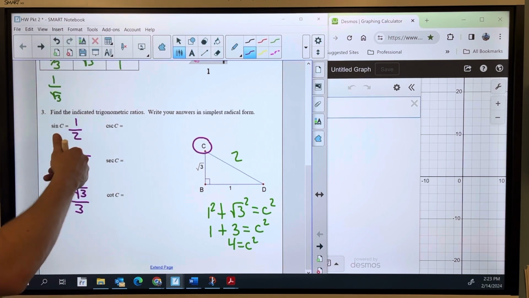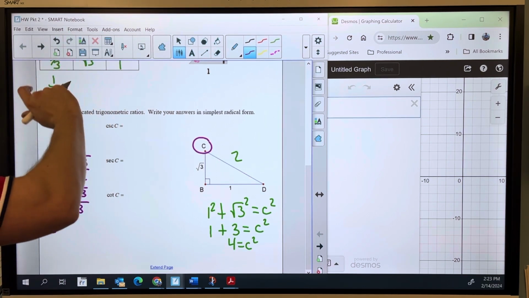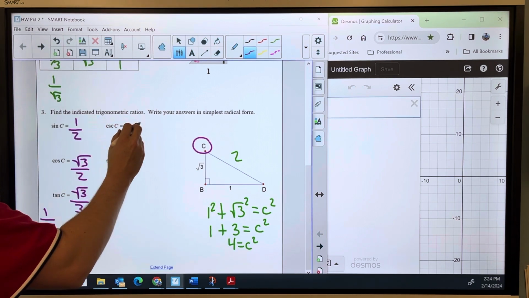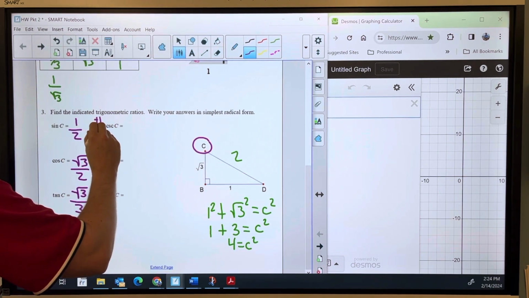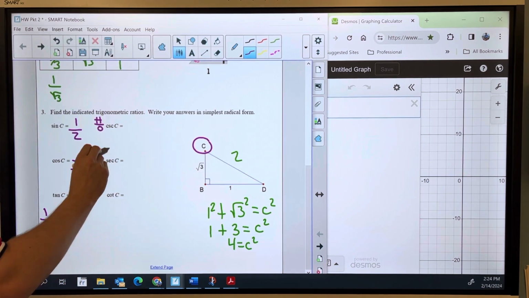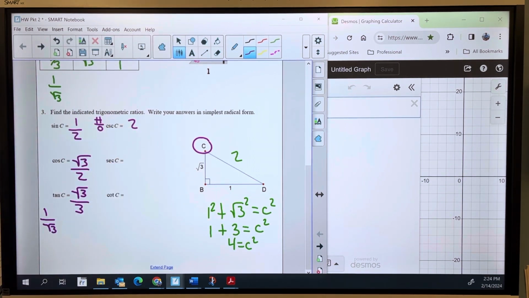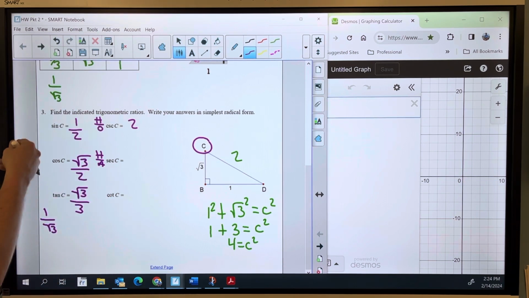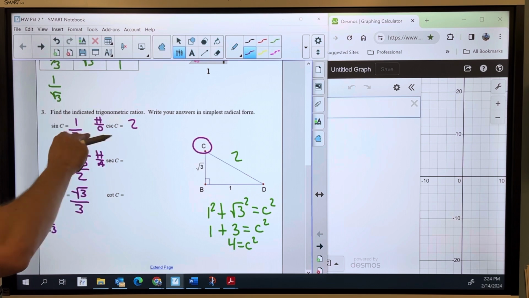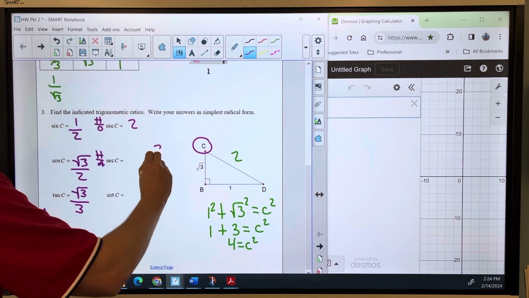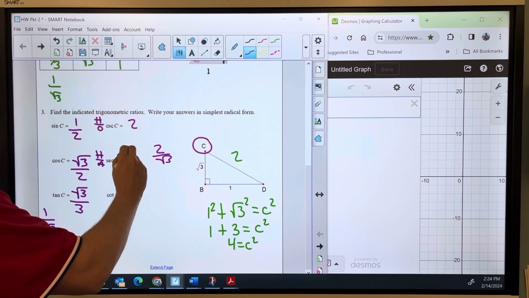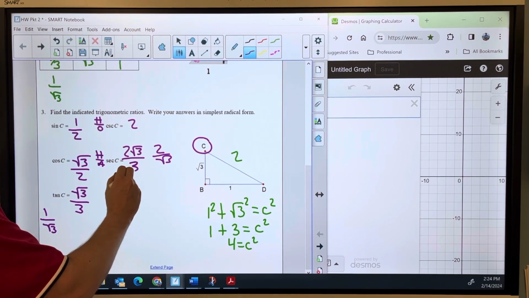Cosecant. Cosecant is what happens when we take sine and flip it upside down. So I can actually just take this and flip it upside down. That's why it's called a reciprocal trig function. If you remember, cosecant is hypotenuse over opposite. So we end up with 2 over 1, or just 2. Secant is hypotenuse over adjacent. Again, that reciprocal of cosine. So we take that, turn it upside down. We end up with 2 over root 3. Not the best way to write it, so we write it 2 root 3 over 3.